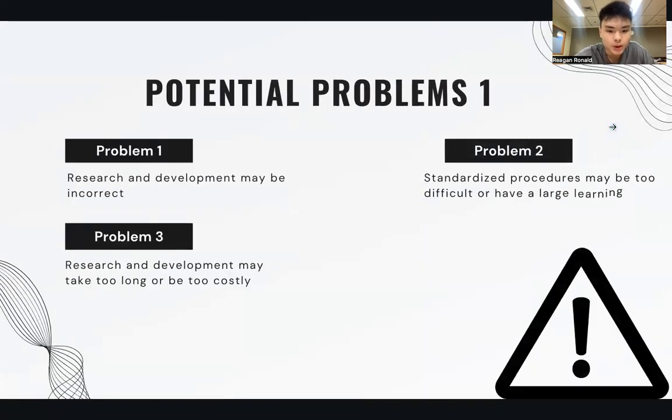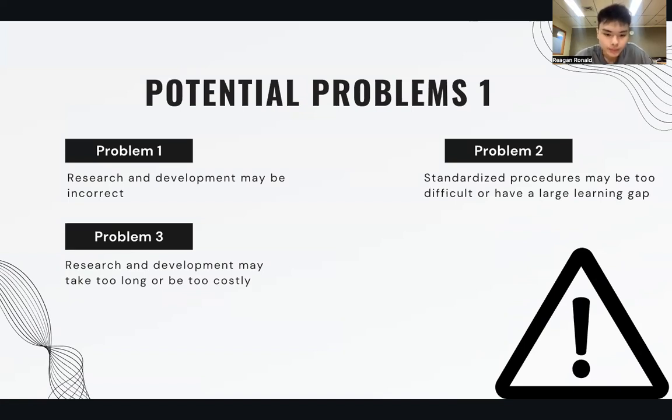Many potential problems may occur from recommendation one. One potential problem is that the methods and procedures created by the R&D team may be incorrect. This may potentially create further issues while also wasting a lot of resources. This is especially a problem as research and development takes a long time to create, while also being very expensive to make.